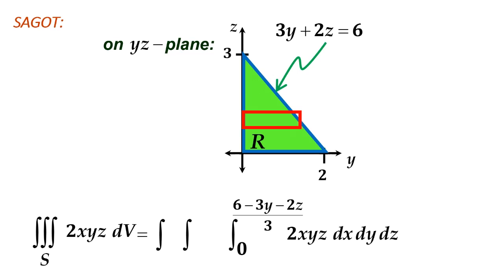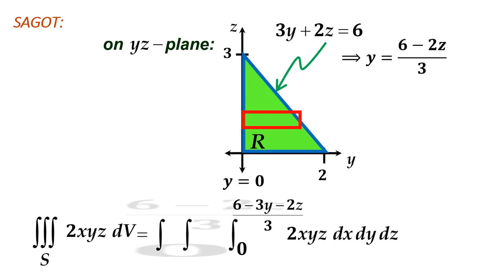So the bounds for y in this region is the z-axis, or y equals 0, and the line 3y plus 2z equals 6, rewriting it to y equals 6 minus 2z all over 3. Hence, for the bounds for y, we have from 0 to 6 minus 2z all over 3. And lastly, the values for z, as shown in the region, is from 0 to 3. Hence, we have the bounds 0 to 3.